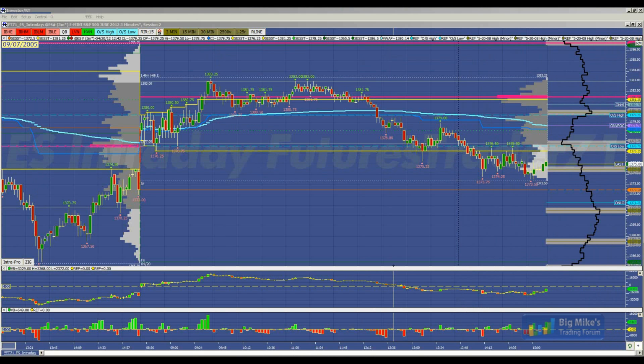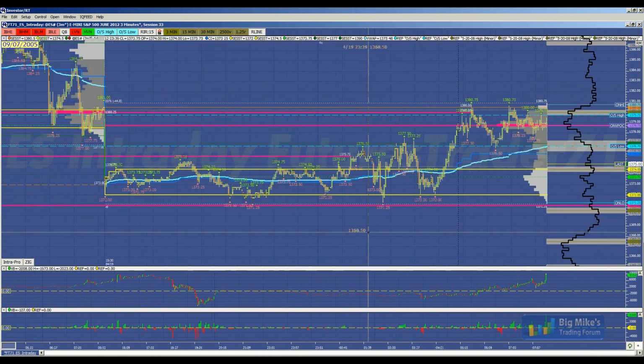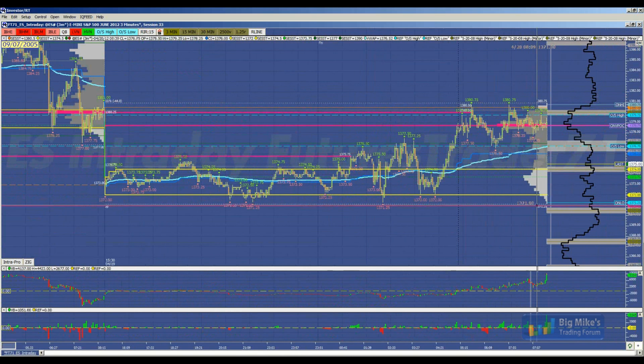And then I look at the overnight chart. So I switch the session to the overnight, which we won't have one for Friday. We'll have one for Thursday. And I read the same stuff. Where is the overnight point of control? Where's the high? Where's the low?